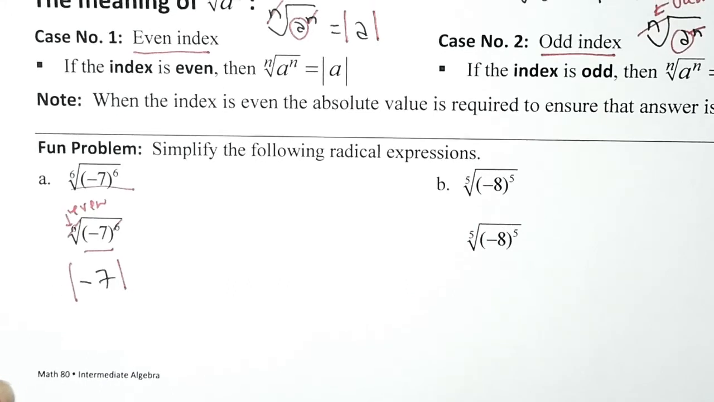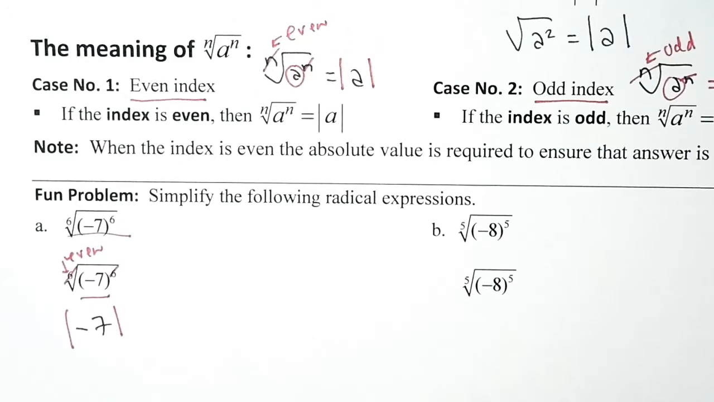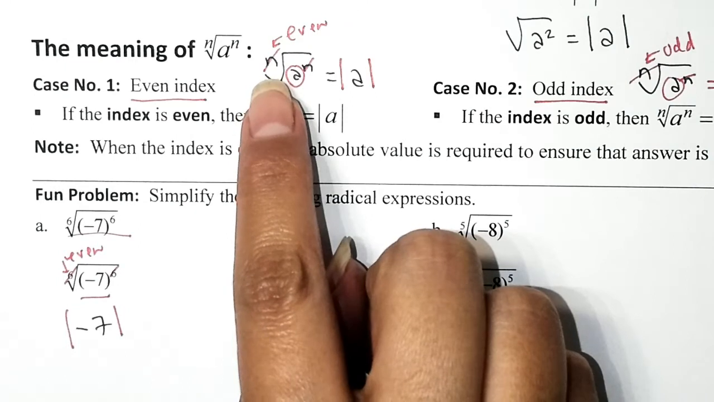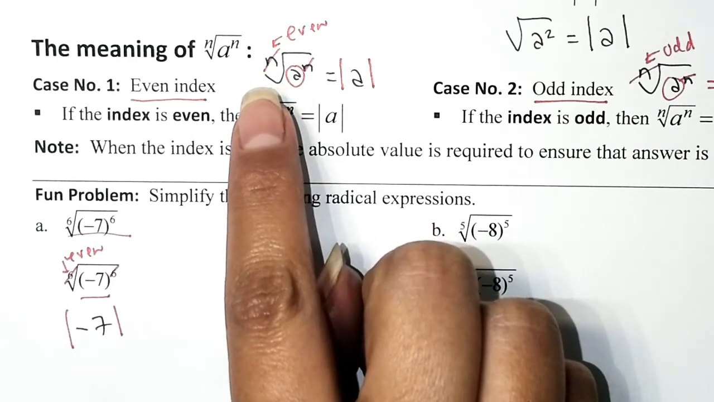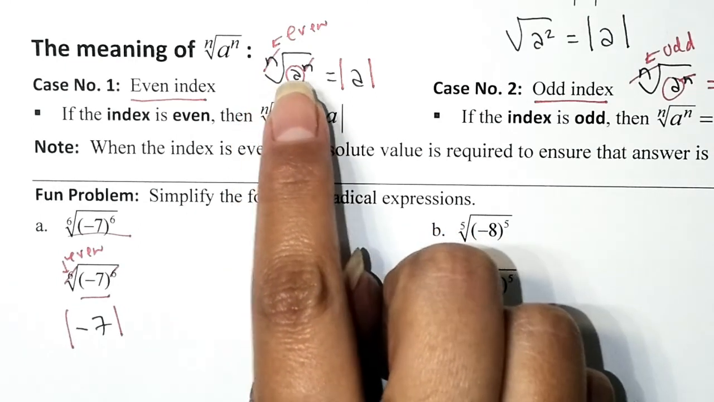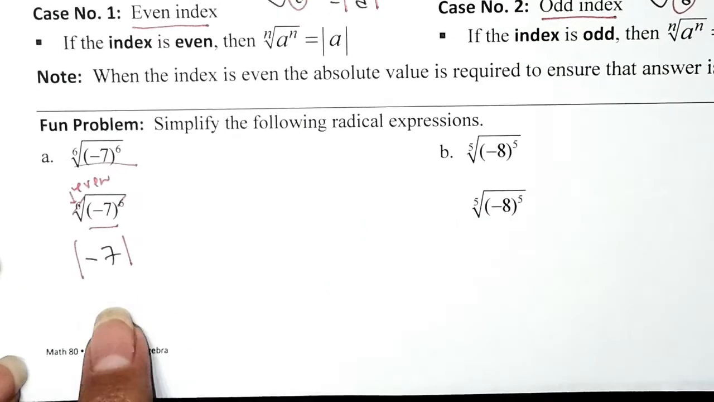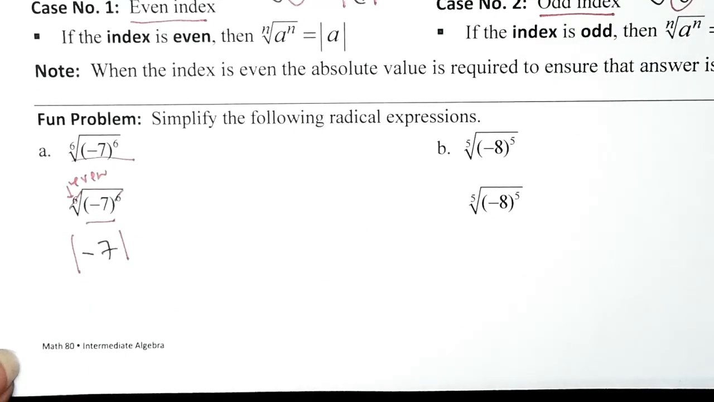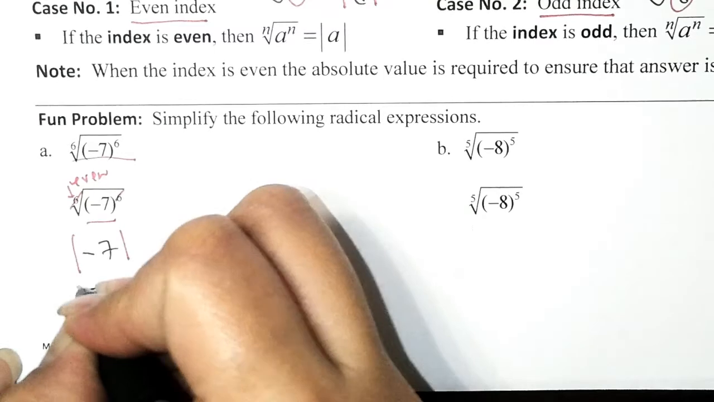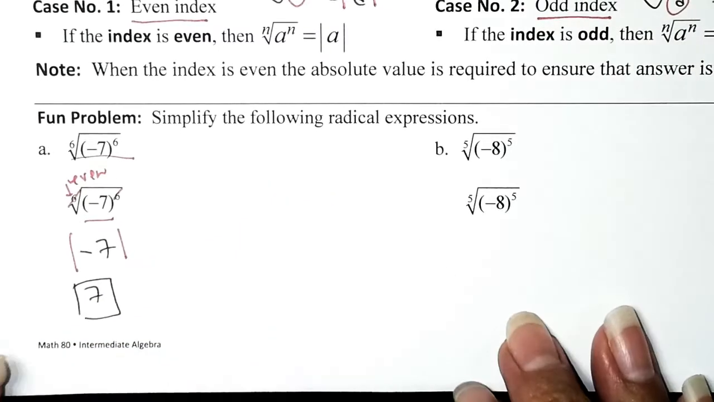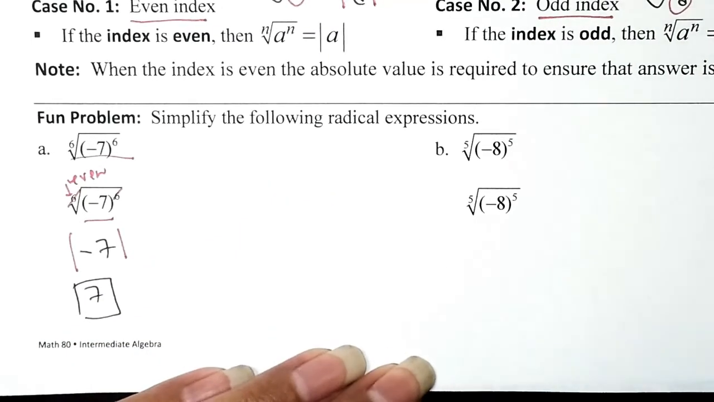Why do we need the absolute value? Absolute value is required when you have an even index. Why? Because that's the only way we can ensure that our radicand is positive. And I know that you know that the absolute value of negative 7 simplifies to positive 7, so we're good. One problem down, one more to go.